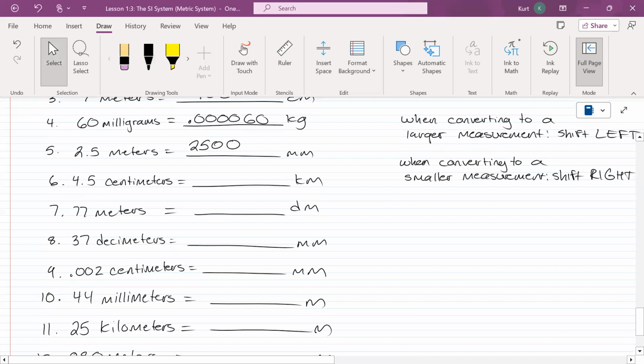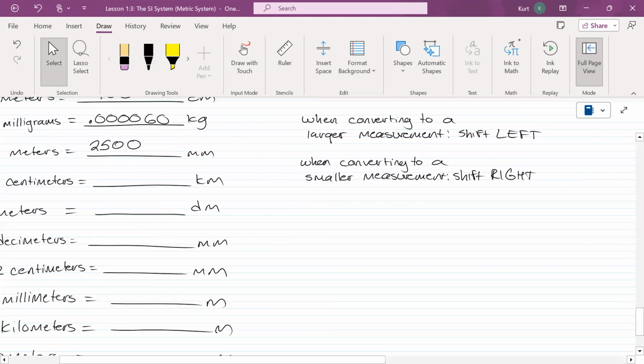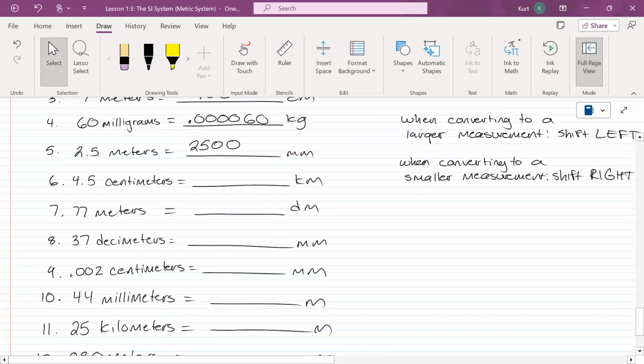Centimeters to kilometers. Oh boy. Maybe you wanted to shift to meters first. That would be 0.04 meters. And then you would shift it 3 more times to the right. So this is a total of 5 shifts to the right. If you want to know where I got 5, it's because a centimeter is 100 times smaller than a meter. So there's 2 zeros. And then a kilometer is 1,000 times bigger than a meter. So there's 3 more. I'm shifting 5 times to the right.